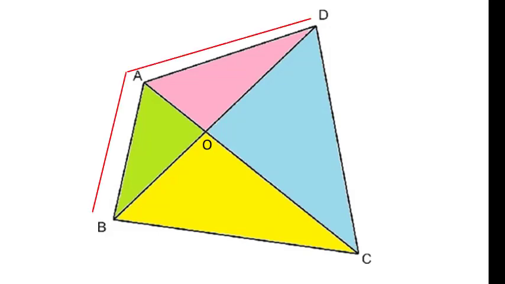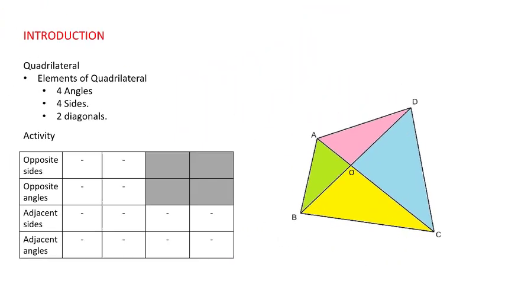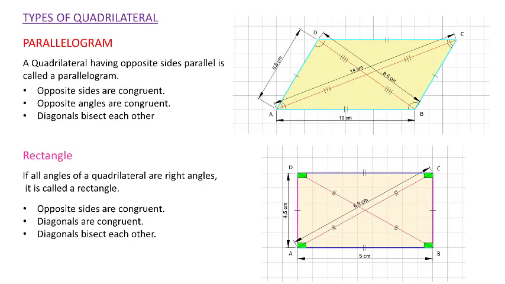The adjacent angles are angle A and angle B, angle B and angle C, angle C and angle D, angle A and angle D. You can understand now adjacent angles are moving side by side, whereas opposite angles are facing just opposite to each other.